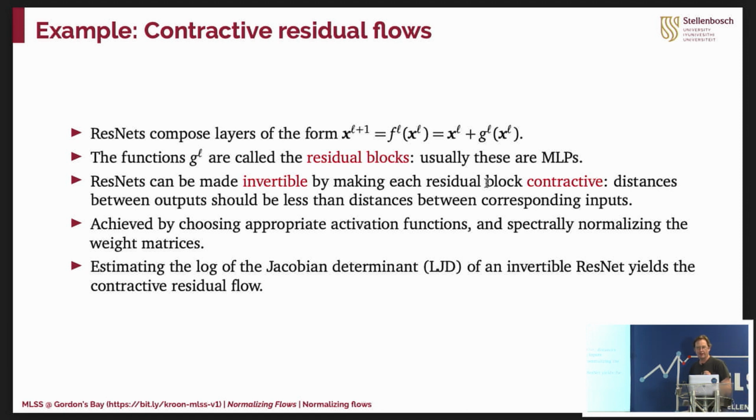Okay, so we're going to constrain G to be contractive, and practically what we do there is we use spectral normalization of the MLP layers that we're using, and then we use very particular activation functions, but the simplest one that will work is like the tanh, that's well known. Okay, if we use those, then we're going to get these contractive residual blocks, which gives us an invertible residual network, and the last component for contractive residual flow is estimating the log Jacobian determinant.